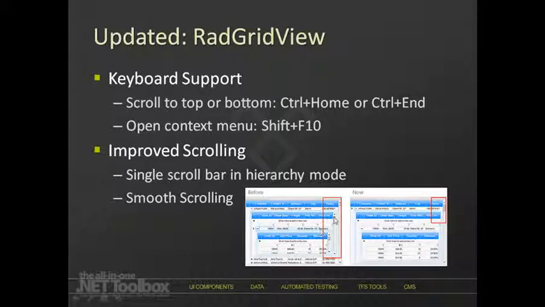grid view in the hierarchy has its own individual scroll bar, and I imagine this can probably get pretty confusing for users to manage. But now we've updated that with this new and improved feature, and here to the right you can see a screenshot of the same exact application, but now it features a single scroll bar that allows you to scroll through the entire hierarchy. And I'll show you an example of this right now.